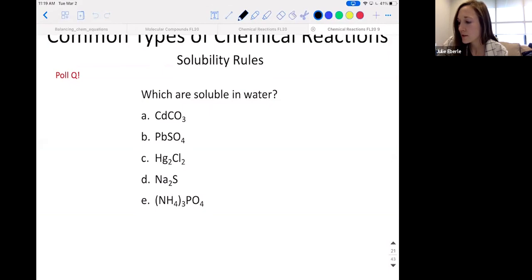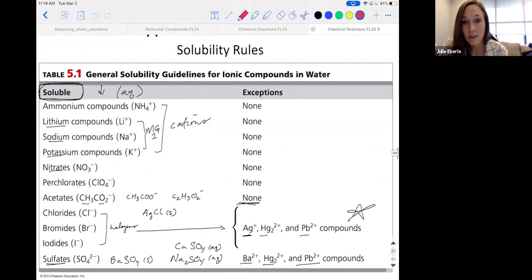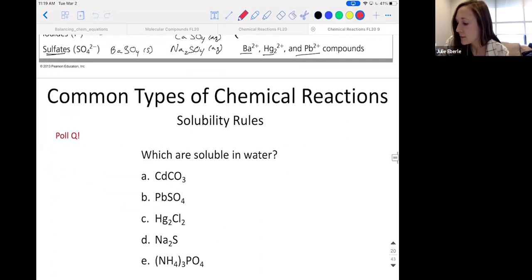So let's walk through these. Cadmium carbonate. If you look at the solubility chart, cadmium would be the cation here. That's not listed on the chart. Carbonate is also not on the chart. So if it's not on the chart, it's not soluble. So that means it would form a precipitate, a solid. All right, so you don't want to pick A.